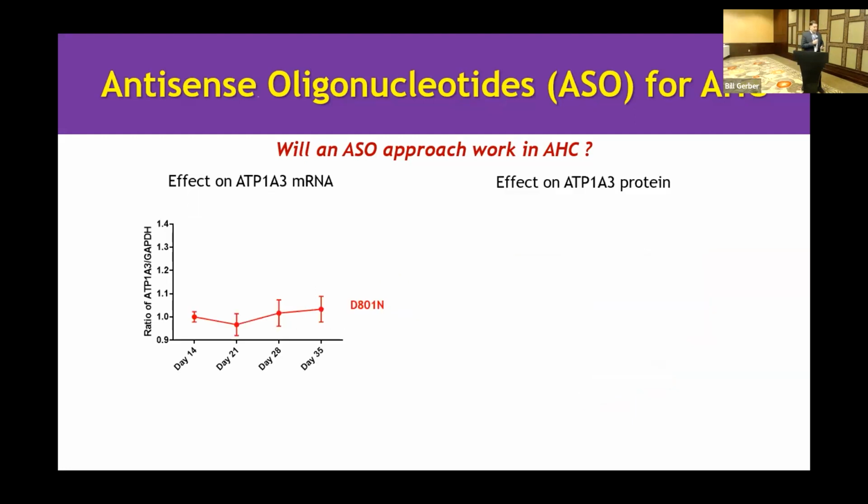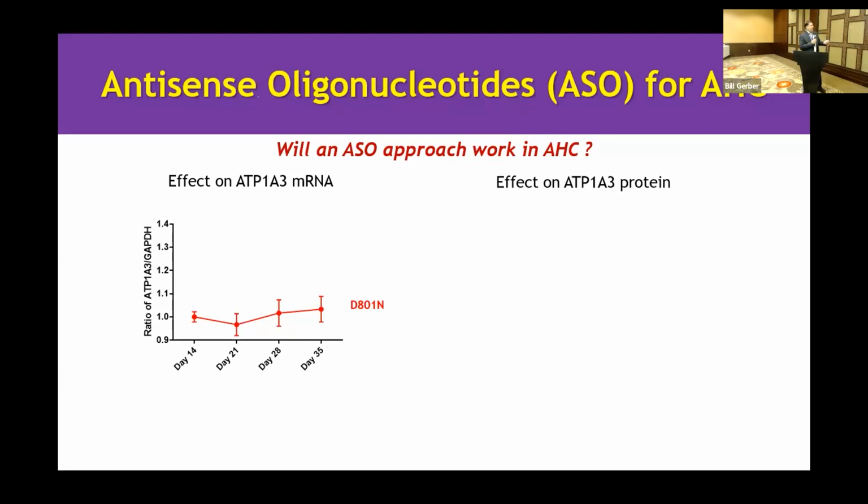When we did that, we decided we need to measure a few things. We need to look at what is happening at the RNA level. Did we disrupt the balance in the cell in some way? So we measured the RNA for ATP183. Here is the level of RNA over time in culture from day 14 to day 35, which is the usual window when we do experiments.